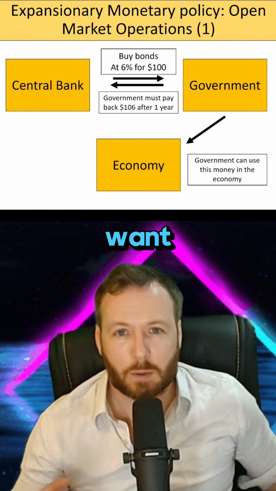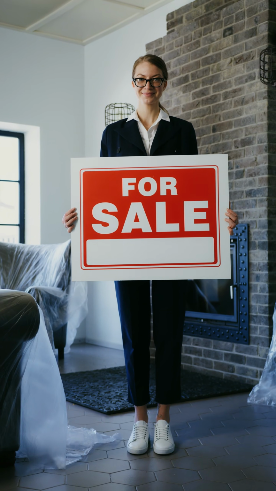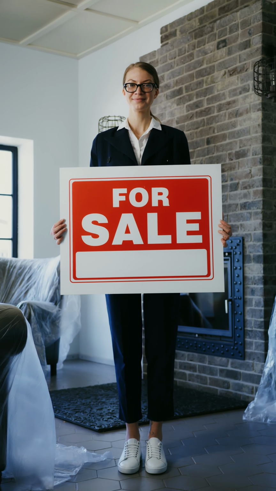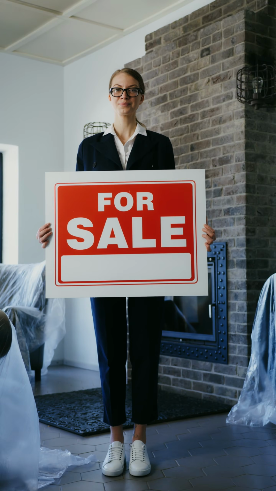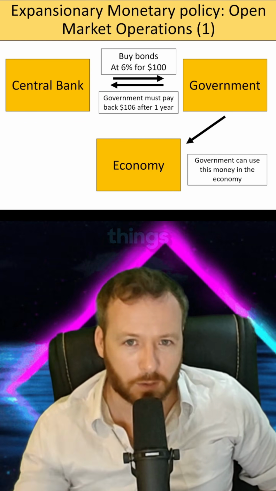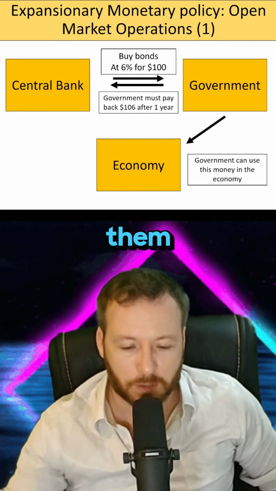On the other hand, if they want to shrink the money supply, the central bank can just sell these bonds. And these are bonds that they already own. Other people will buy these bonds for a good price. And then it means they won't invest in other things because they've bought these bonds and they need to hold on to them.